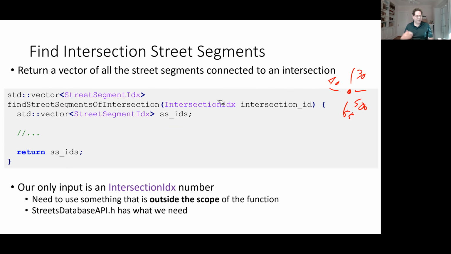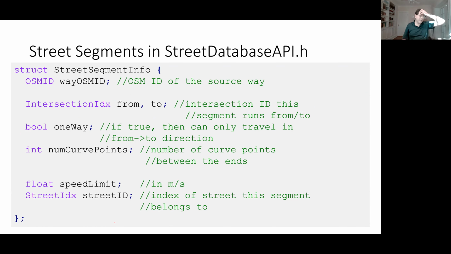Now I want to go beyond that and actually start writing what this thing is really supposed to do. So our only input is an intersection ID number. So pretty clearly we need some other data that was not passed into this routine to answer the question. And that other data is in the Streets Database API. The API we gave you can answer questions. So let's take a look at what's inside that API.